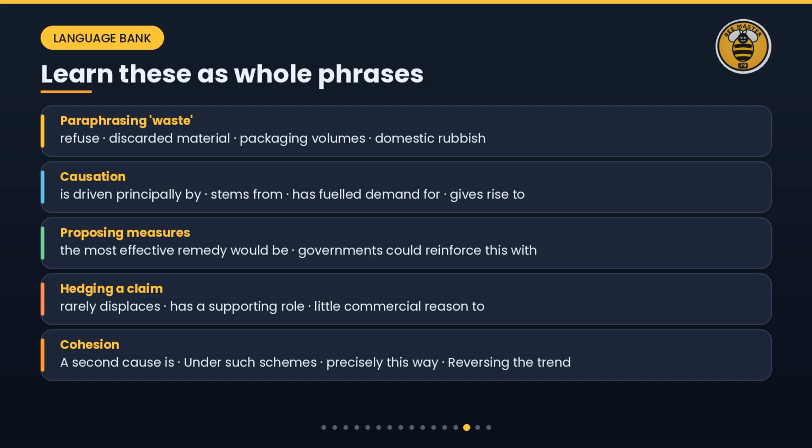Here is the language bank from this essay. Learn these as whole phrases, not as single words. Collocation is what separates Band 7 vocabulary from Band 9 vocabulary.